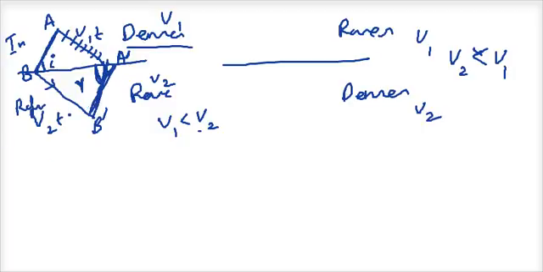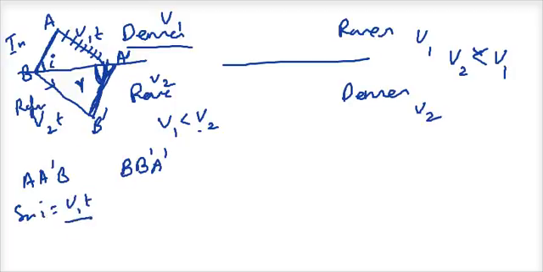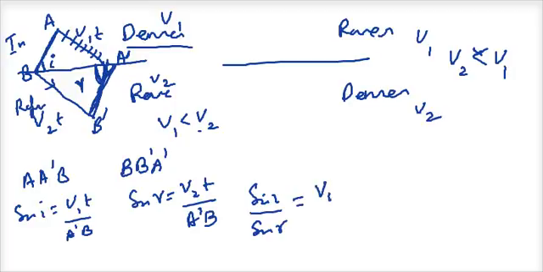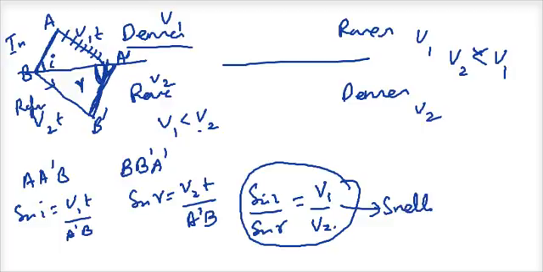Now let me look at triangle A dashed B, and let me look at triangle B dashed A dashed. In this triangle, sin i is equal to opposite side by hypotenuse, so it is equal to v1t divided by A dashed B. In this case, sin r is equal to v2t divided by A dashed B. If this is the case, then what can I say? I can compare these two and say that sin i by sin r is equal to v1 by v2. This is Snell's law. So according to Snell's law, sin i by sin r is equal to v1 by v2.